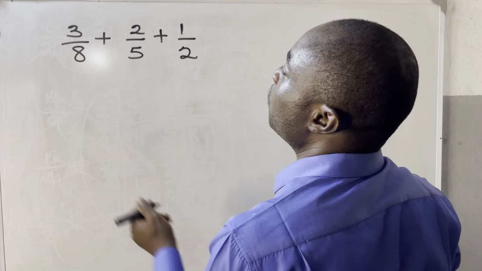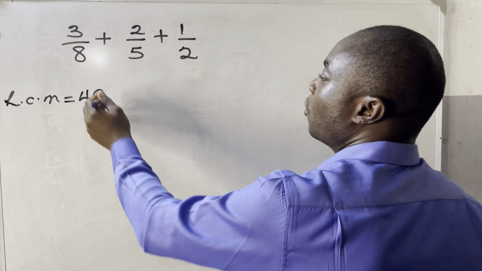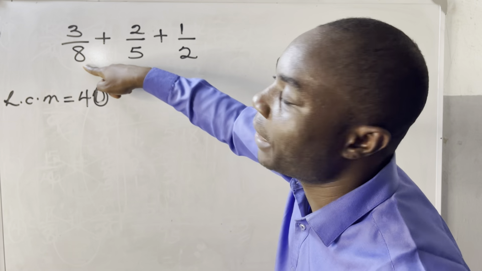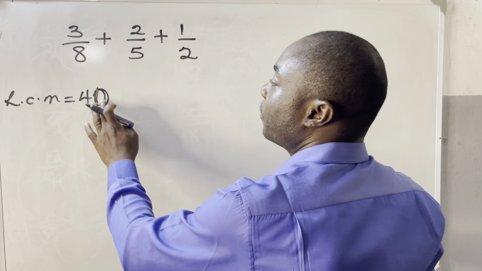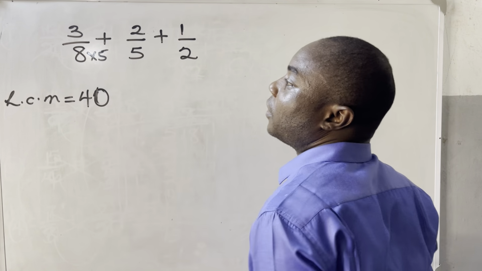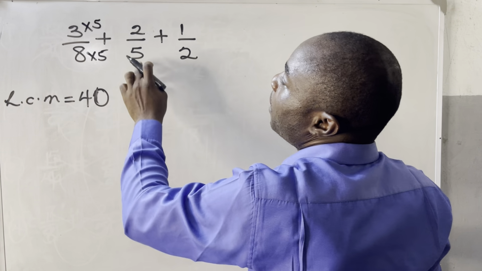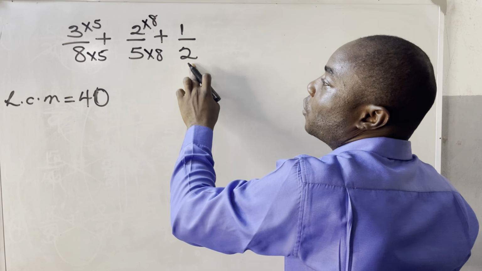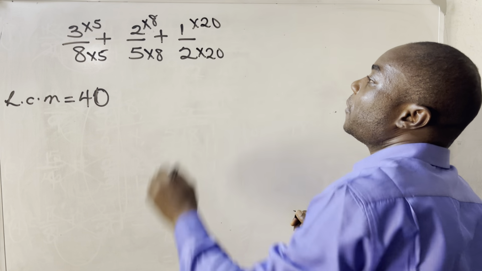Now that we know that the LCM is equal to 40, what we do is we ask ourselves, what can we multiply with 8 to give us our LCM, which is 40? And the answer is 5. All right, 8 times 5 is 40. Don't forget, whatever you do for Mr. A, you do for Mr. B. 5 times 8 will give us 40, times 8 also. Then 2 times 20 will give us 40, times 20 also.